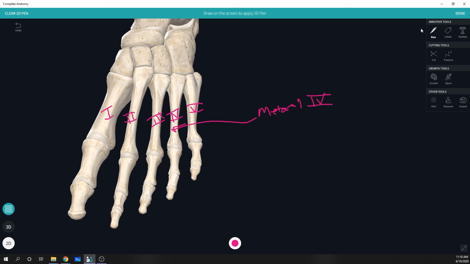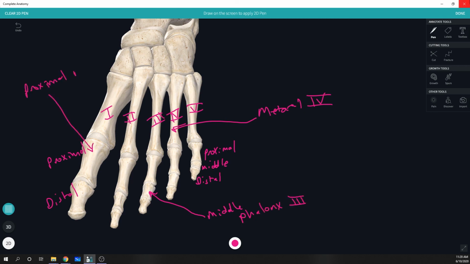The numbers continue down to the phalanges as well, except just like with the hand, we must use directional terms to identify which bones of the phalanges we're talking about. Proximal and distal are found on the big toe. Notice that there is no middle bone inside of the big toe. Here we have proximal, middle, and distal phalanx. So if I wanted to name some of these, I could pick this one right here, and that would be middle phalanx 3. If I chose this one, it would be proximal phalanx 1.